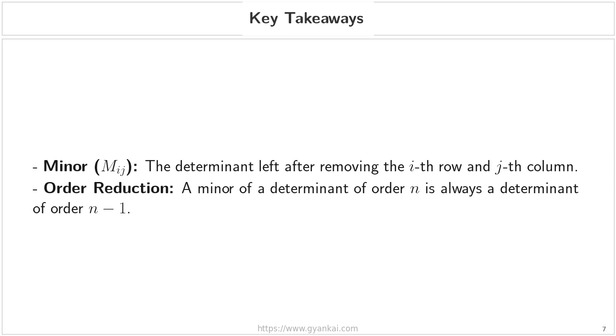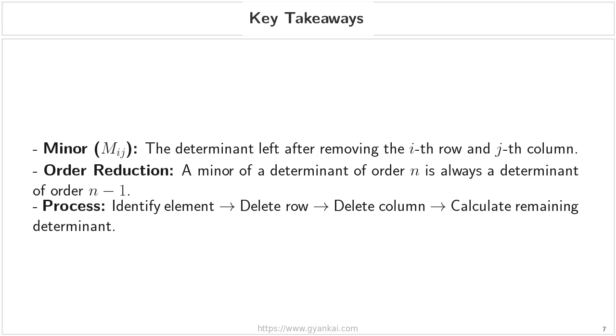Second, keep a close eye on the order reduction. This is a fundamental rule. If you start with a determinant of order n, the resulting minor will always be a determinant of order n-1. So, as we saw in our earlier examples, a 3x3 matrix will always yield a 2x2 minor.